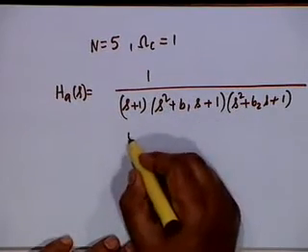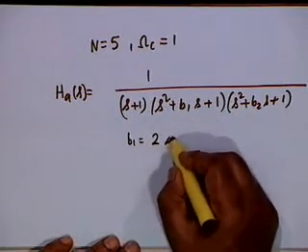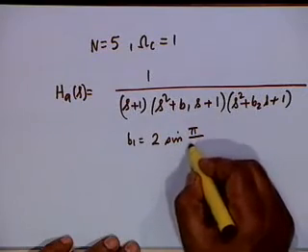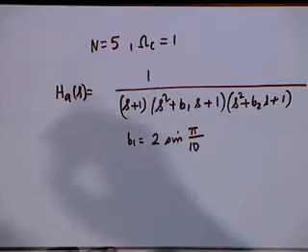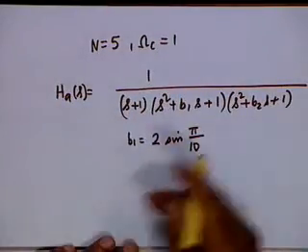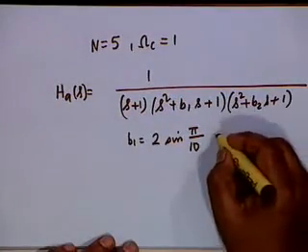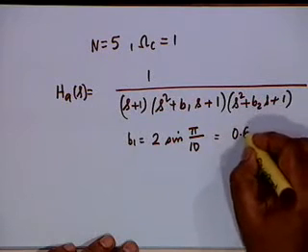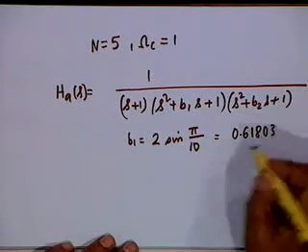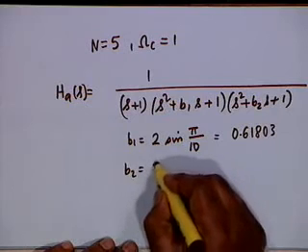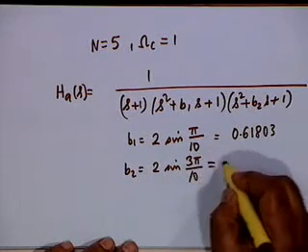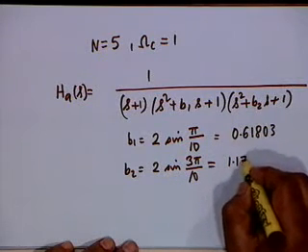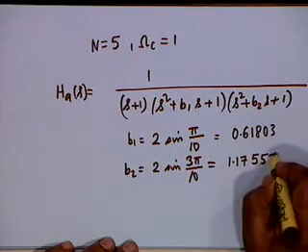Now b1 is equal to twice sine of pi by 10. Once you get some experience with this, you can even forget 2k minus 1 pi by 2N. So pi by 10, and this is equal to 0.61803, and b2 is twice sine, once again 3 pi by 10, and this comes at 1.17557.